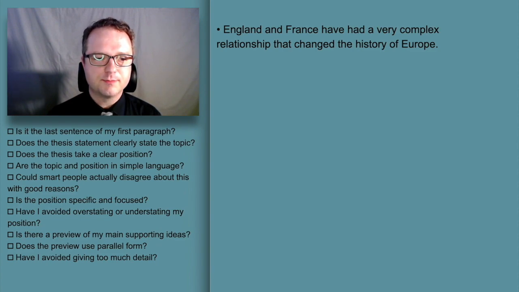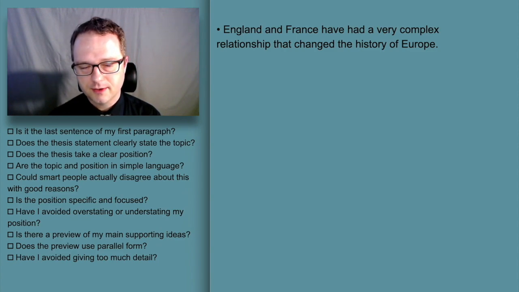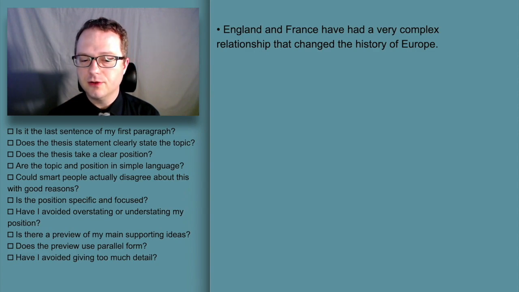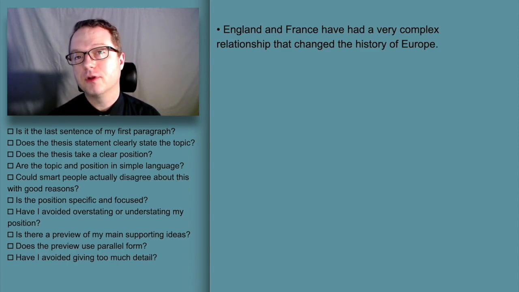Is the position specific and focused? And here I think is where this thesis statement falls apart. Complex relationship is a very vague term, and this is one thing to notice in your own thesis statements: look for words that are not specific. Look for words that could mean a lot of different things. Vagueness. Because complex relationship could mean anything. There are many different types of relationship 2 countries can have.